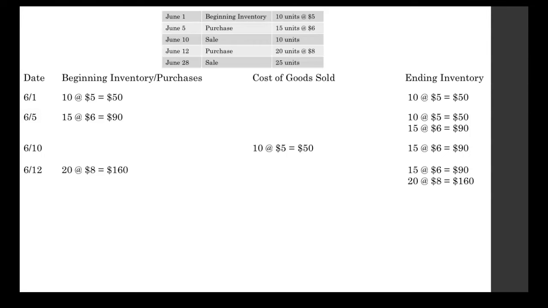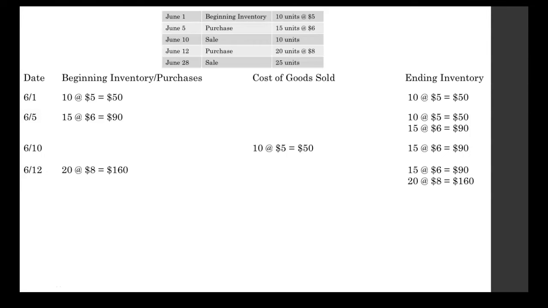Now on the 12th, we made another purchase. So under the purchases column, we write 20 at $8 equals $160. And then over for our ending inventory, we still have those 15 units at $6 a piece. So we write those out. And then we write underneath that these new units that we just purchased. So that's when we write out our 20 units at $8 a piece equals $160.